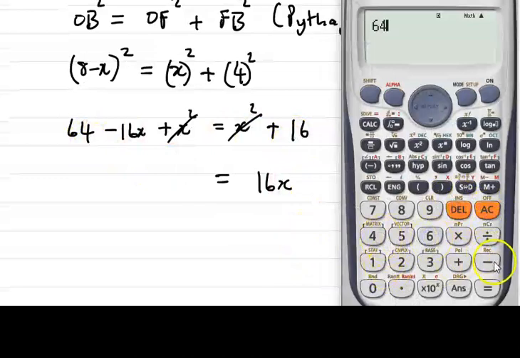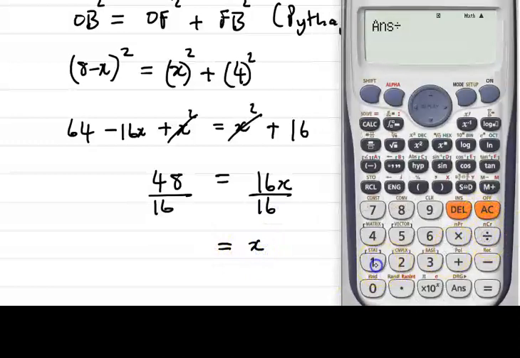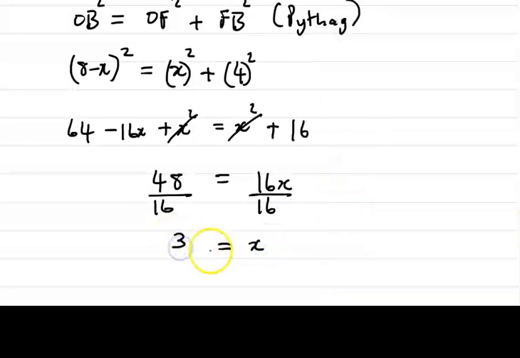So what do we get there? 64 minus 16 equals 48. Therefore, if we divide both sides by 16, so we get 48 divided by 16, because we're solving for x. Therefore, x will equal, let's divide that by 16, 3. So x is equal to 3 centimeters.